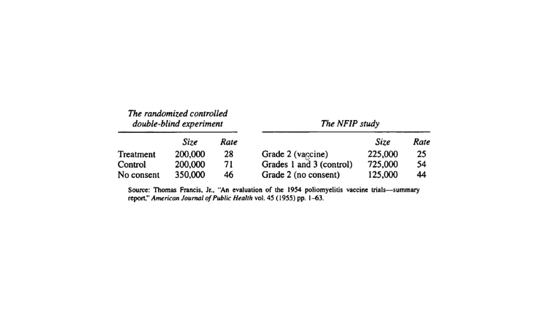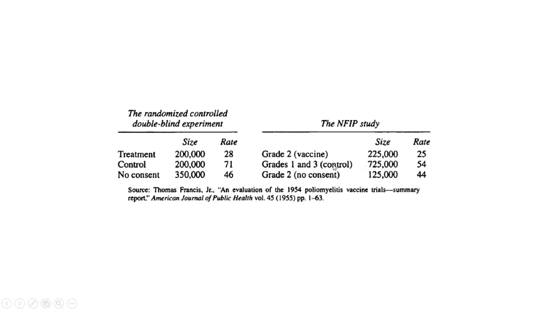Okay. This is a reasonable strategy provided that the two groups do not have anything else to cause the difference. This is what was tried. Now, how to form two groups? There was one study called NFIP, the National Foundation for Infantile Paralysis, something like that.